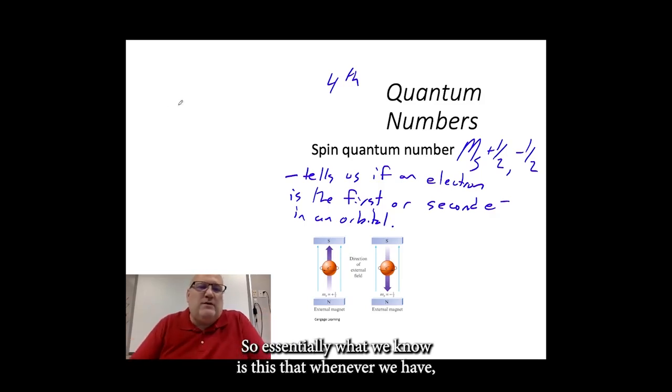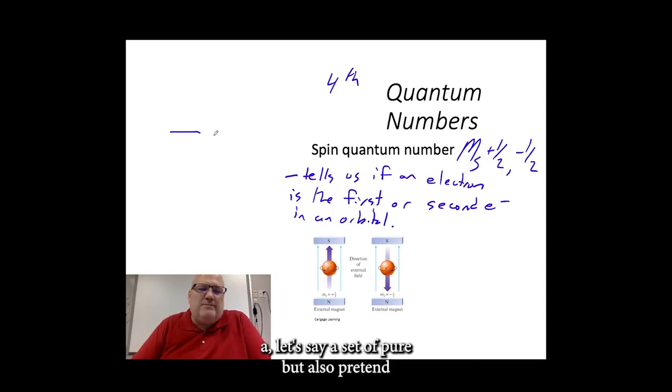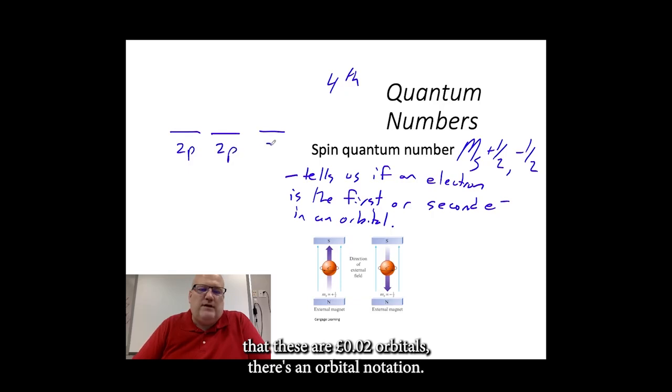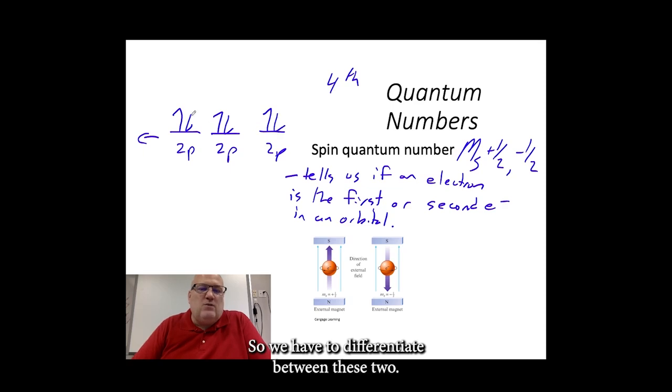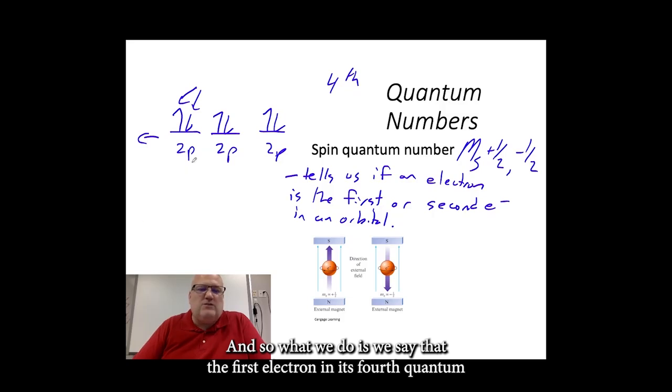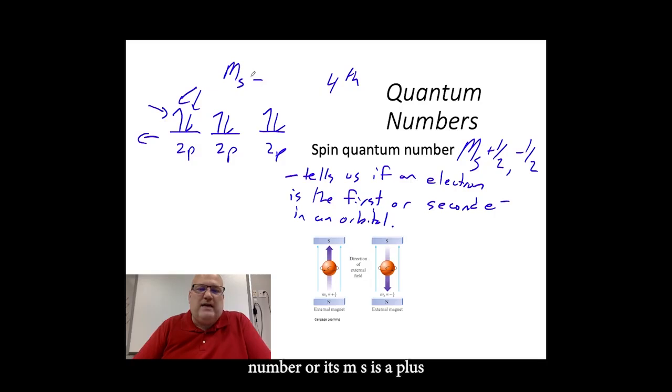So essentially what we know is this, that whenever we have let's say a set of p orbitals, let's pretend that these are 2 p orbitals, this is an orbital notation. There's other stuff over here, but we don't really care. When we put electrons in, we go 1, 2, 3, and then don't we go back and go 4, 5, 6? So we have to differentiate between these 2, the first one in and the second one in. And so what we do is we say that the first electron in, its 4th quantum number, or its ms, is a plus 1/2. The second electron in, its ms, is negative 1/2.